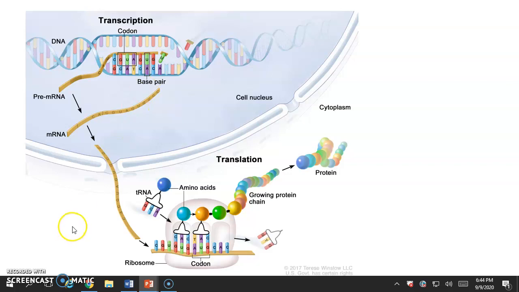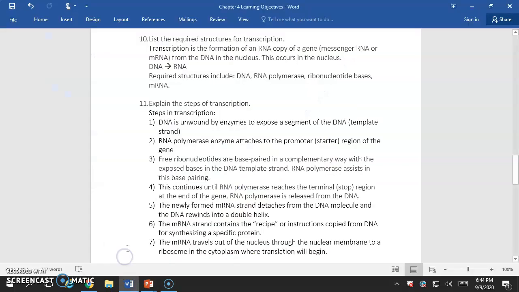Okay, so now I'm going to go to our learning objectives. Okay, so the learning objectives for transcription are 10 and 11. So 10 just goes over kind of what's going on in transcription, kind of the overview. So transcription is that process where you get the formation of a messenger RNA. I don't know if I mentioned that.